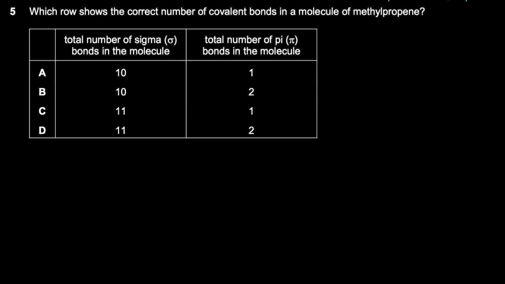Which row shows the correct number of covalent bonds in a molecule of methylpropene? So let's first draw out the structure of methylpropene. We have a 3-carbon chain, right? That's propene with a double bond. We have a methyl group, and the methyl group must be in the middle. So we have a CH3 here, and then we have 2 hydrogens over here, right?